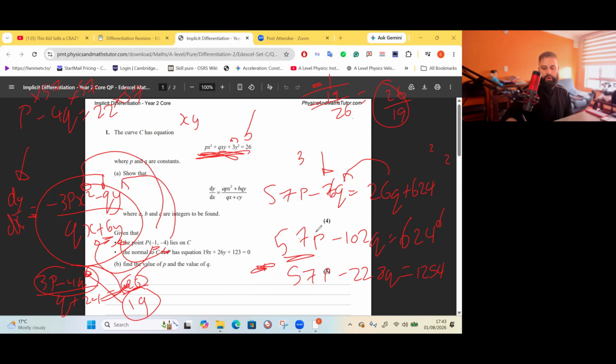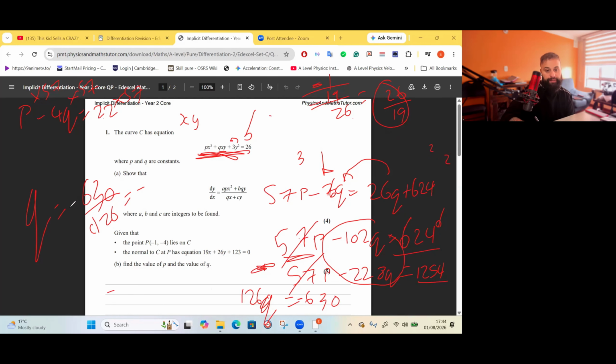You subtract the 2 equations, so these 2 cancel out. This minus this is going to be 126q. And then you just do 624 minus that, which is 630. So q is just going to be 630 divided by 126, which is minus 5. And that is my answer.